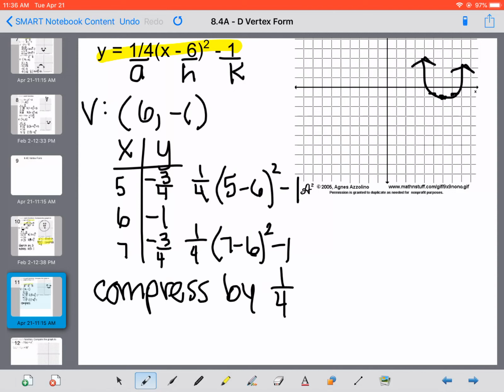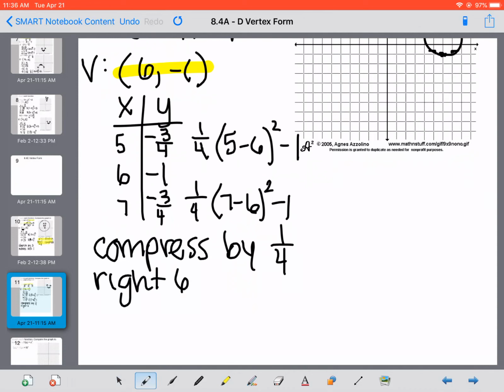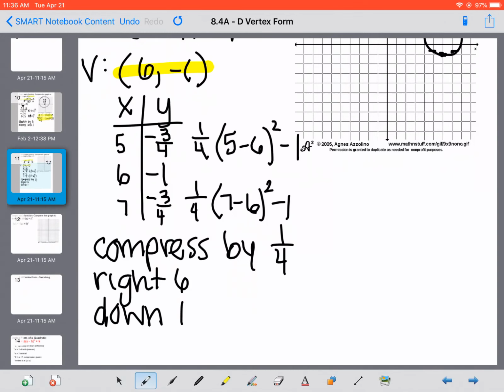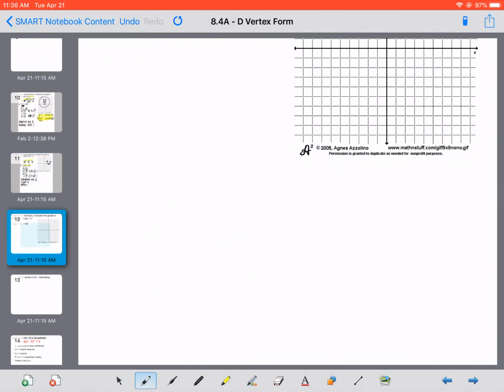And then if we look at our vertex, this tells me left and right movement versus up and down movement. So since it's a positive 6, and if you look at your graph, we went right 6. So I'm going to say right 6. And then we went down 1. And that would be the description. Let's try one more.